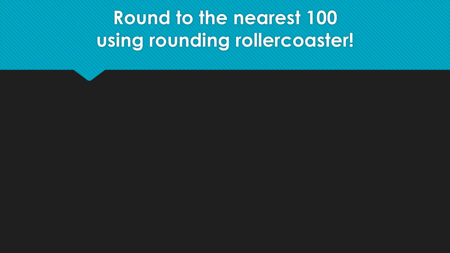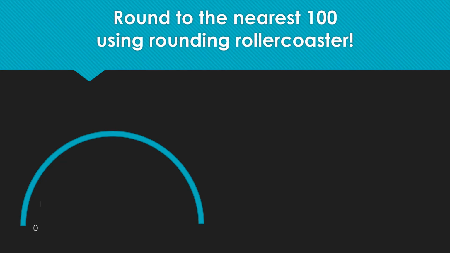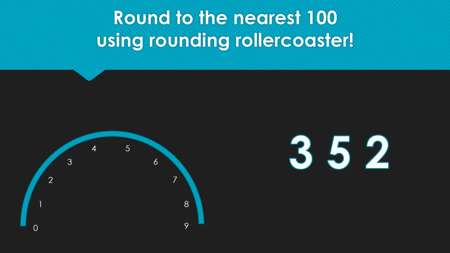Now let's round again to the nearest 100, this time using our rounding roller coaster. So here is our roller coaster track. We're going to round 352 again. This time, since we're rounding to the nearest 100, that is our 3, because it's in our hundreds digit spot. So that means we have to look at that 5 to decide what happens to the number.